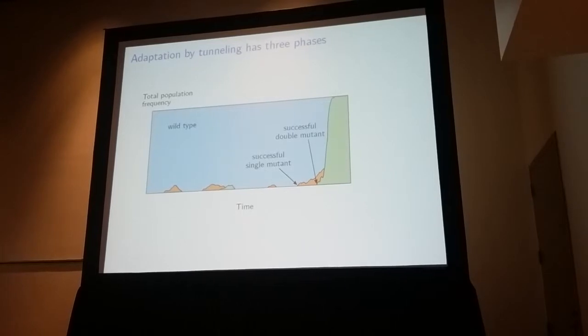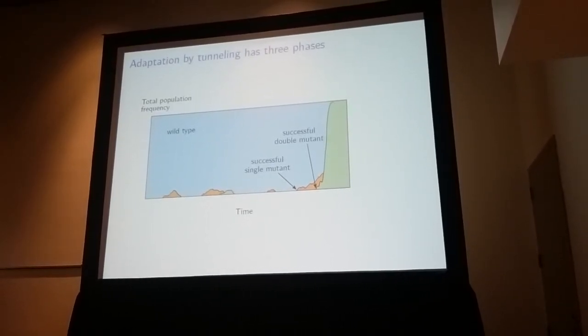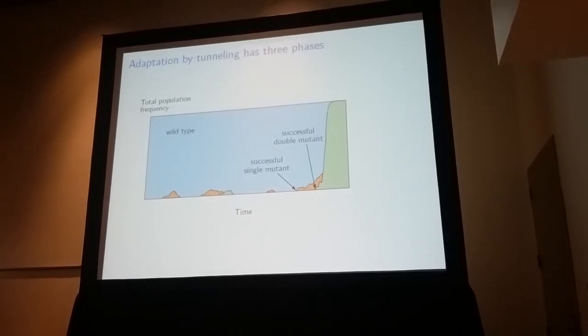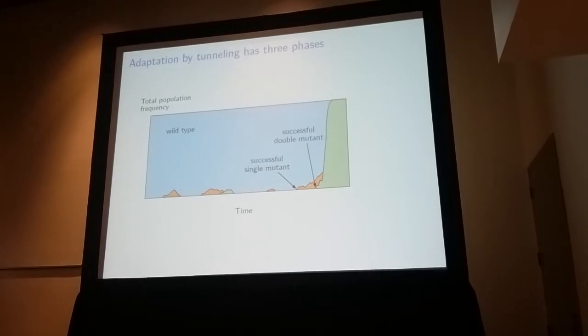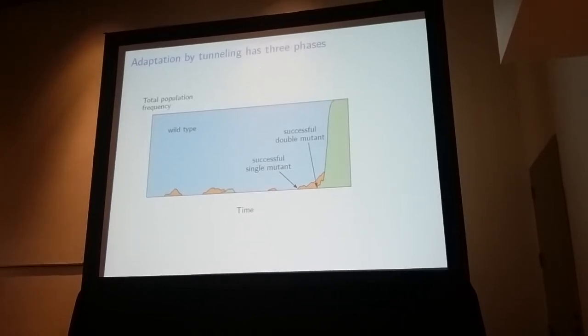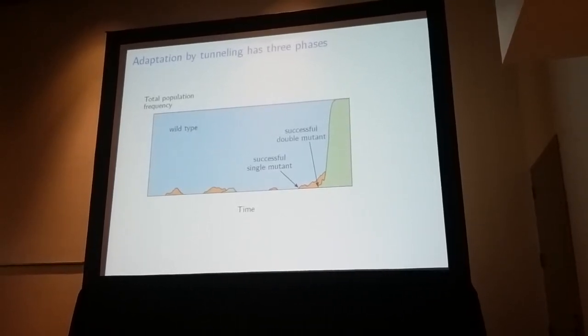So this is the illustration I had before, although I've changed the y-axis to say total population frequency to emphasize that I'm thinking of a subdivided population, and I'm thinking about these single mutants as occurring in the total population. They're rare in the total population, but they may not be rare with respect to an individual subpopulation. Okay, so the 3 phases.